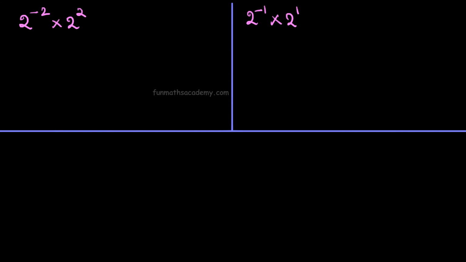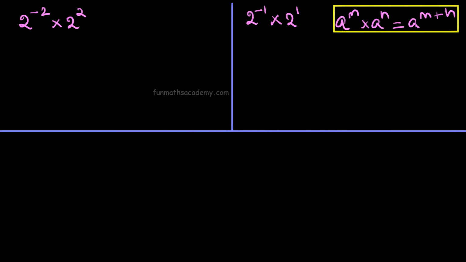The rule says a power m times a power n can be written as a power m plus n. So then 2 power minus 2 times 2 power 2 can be written as 2 power minus 2 plus 2. Minus 2 plus 2 becomes 0 and so we get 2 power 0. Since any number to the power 0 is equal to 1, we get the answer as 1.